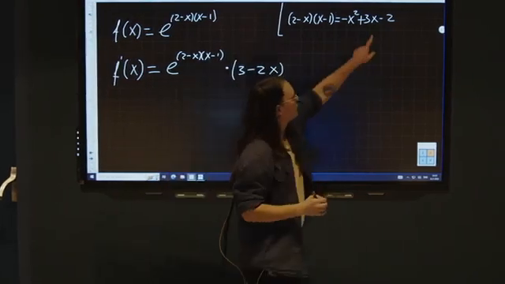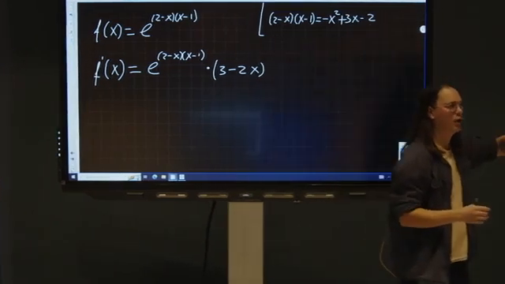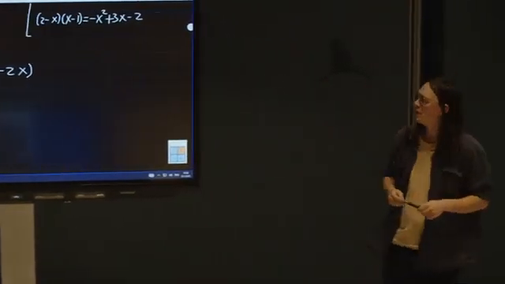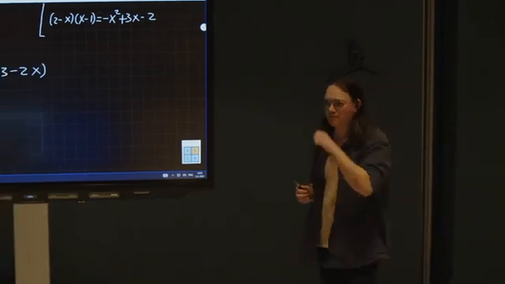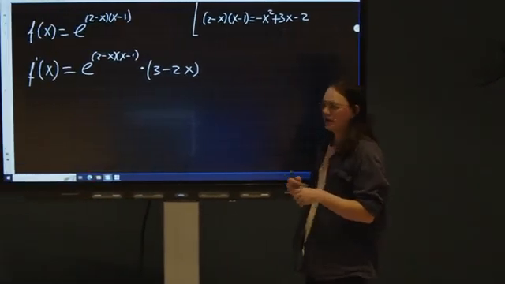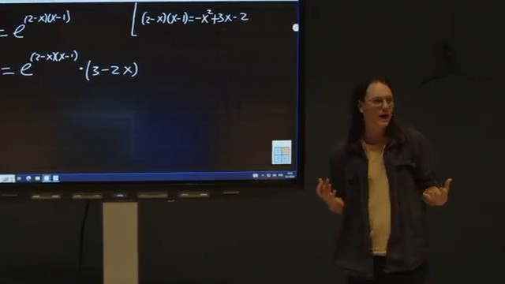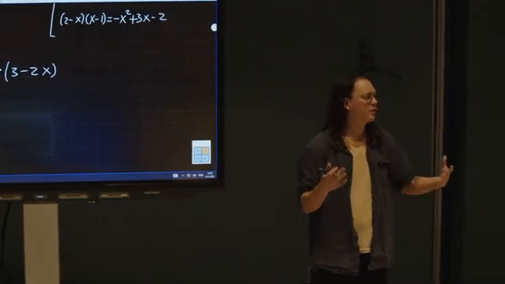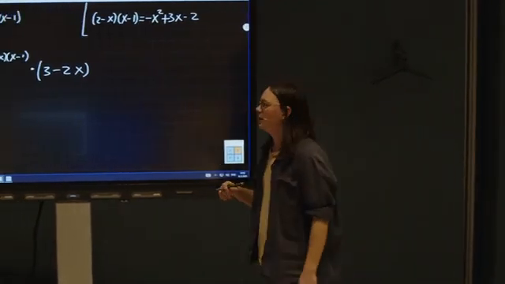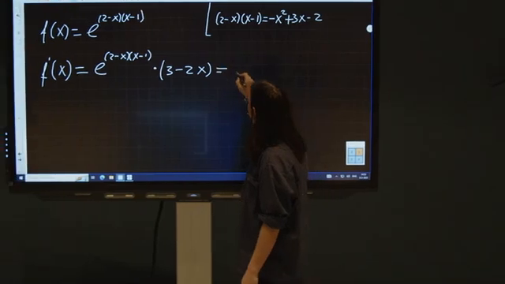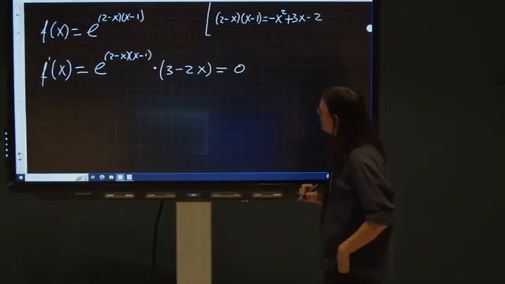Right, the derivative of a constant is just 0, right? There's no slope for a constant function. So we get 3 minus 2x. That's our derivative. And then in order to find the critical point, we need to know when this derivative is 0, right? When is my function stationary? So when is this 0?